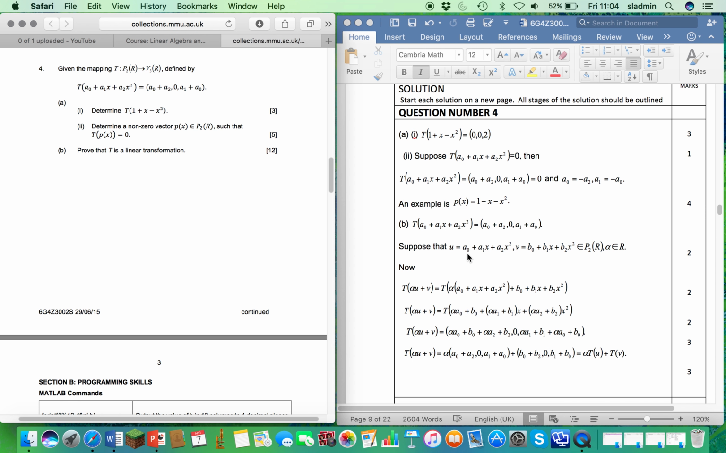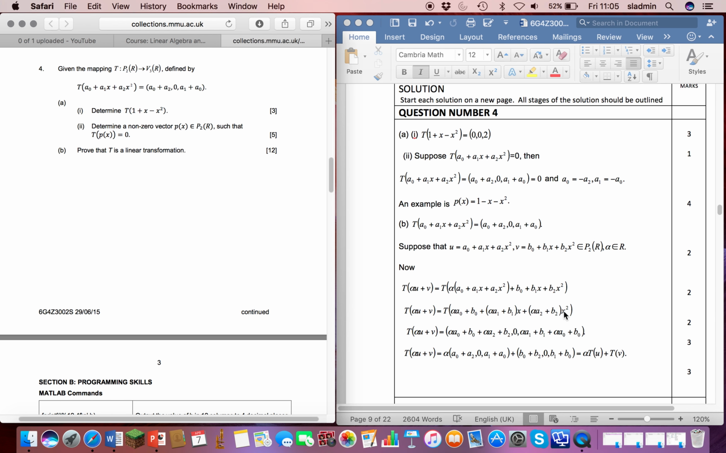We take two general vectors in P2R. u is the first vector, a0 plus a1x plus a2x squared, and v is another general vector, b0 plus b1x plus b2x squared, and both of these are polynomials of degree at most 2, so the highest power is 2. We take alpha as a real number. So T of alpha u plus v is the same as T of alpha times u, which is this polynomial, plus v, another polynomial. Within this bracket, we can perform scalar multiplication and addition of polynomials, which you should all be able to do.